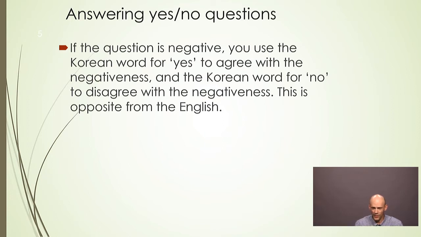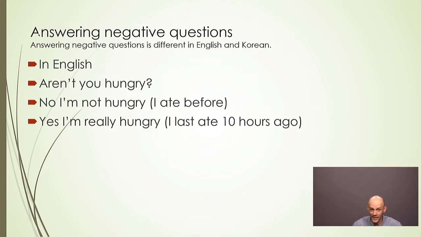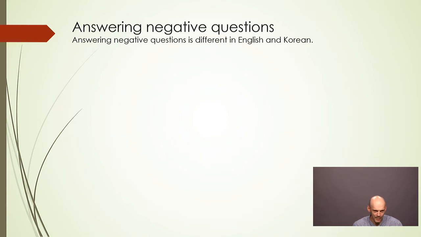So when the question's negative in Korean, you use the Korean word for yes to agree with the negativeness, and the Korean word for no to disagree with the negativeness. So this is the opposite from the English. In the English, we might have something like this. Aren't you hungry? No, I'm not hungry. I ate before. Aren't you hungry? Yes, I'm really hungry. I ate 10 hours ago. But in Korean, you'll have the opposite happening.